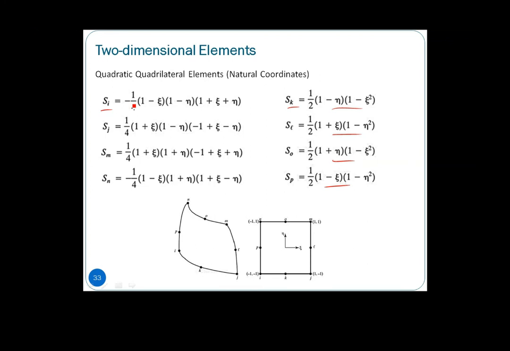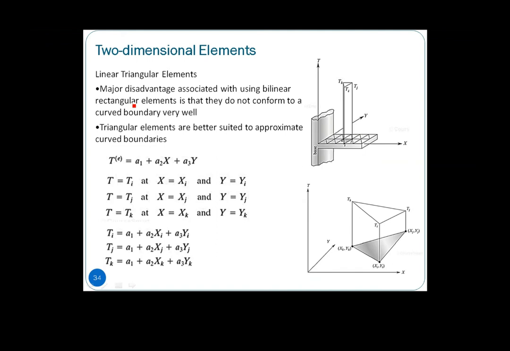So from 4 nodes to 8 nodes. So now we have here linear, right? Linear. Next will be the triangular, linear triangular. Hold on, let me find. All right. So again, linear triangular, we have 3 nodes.